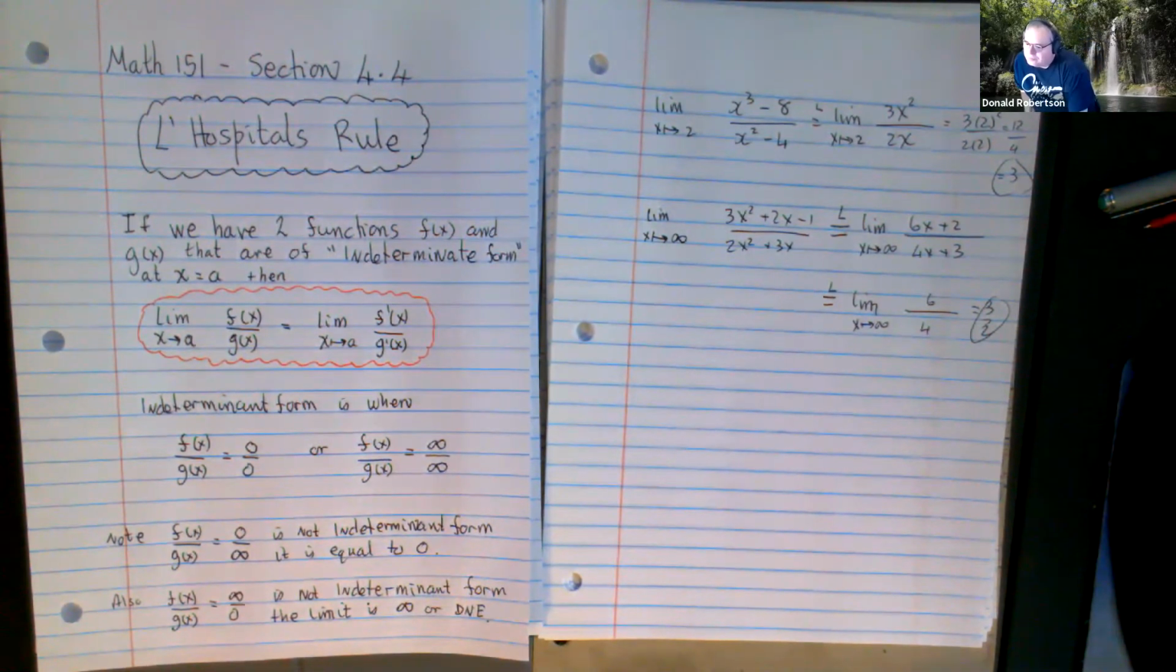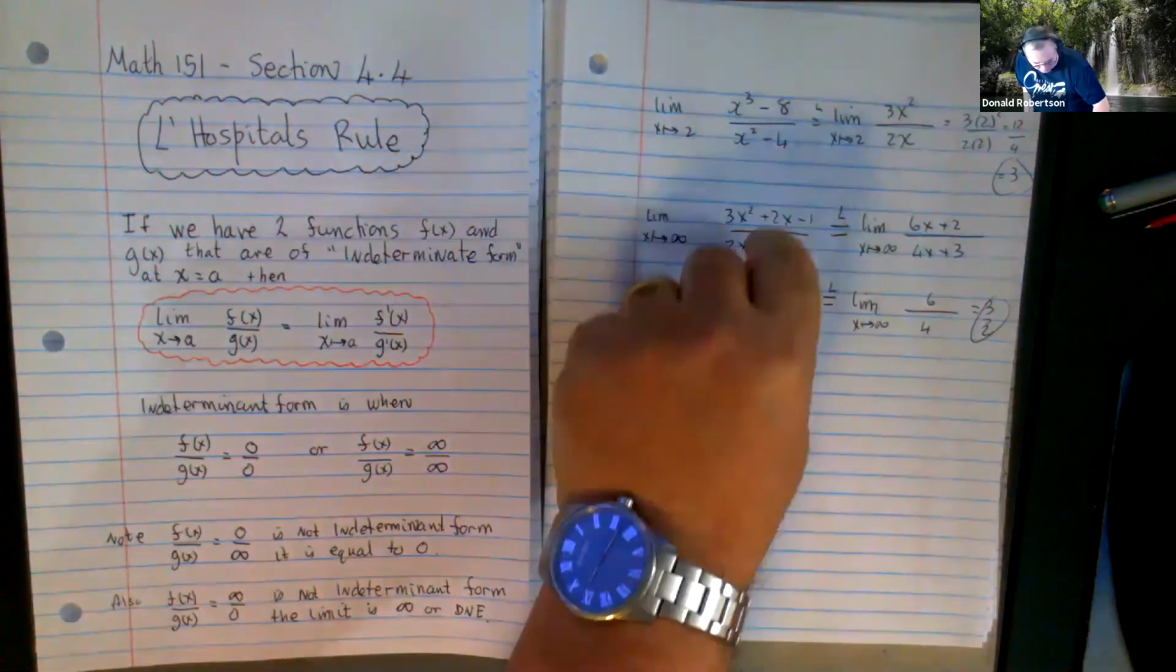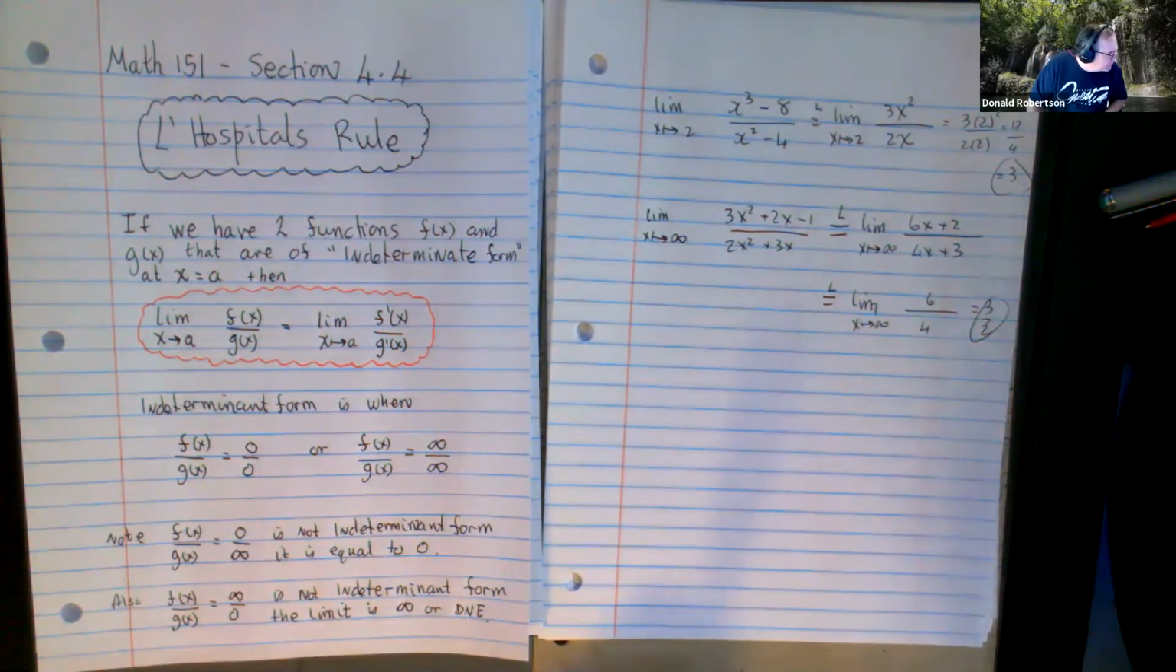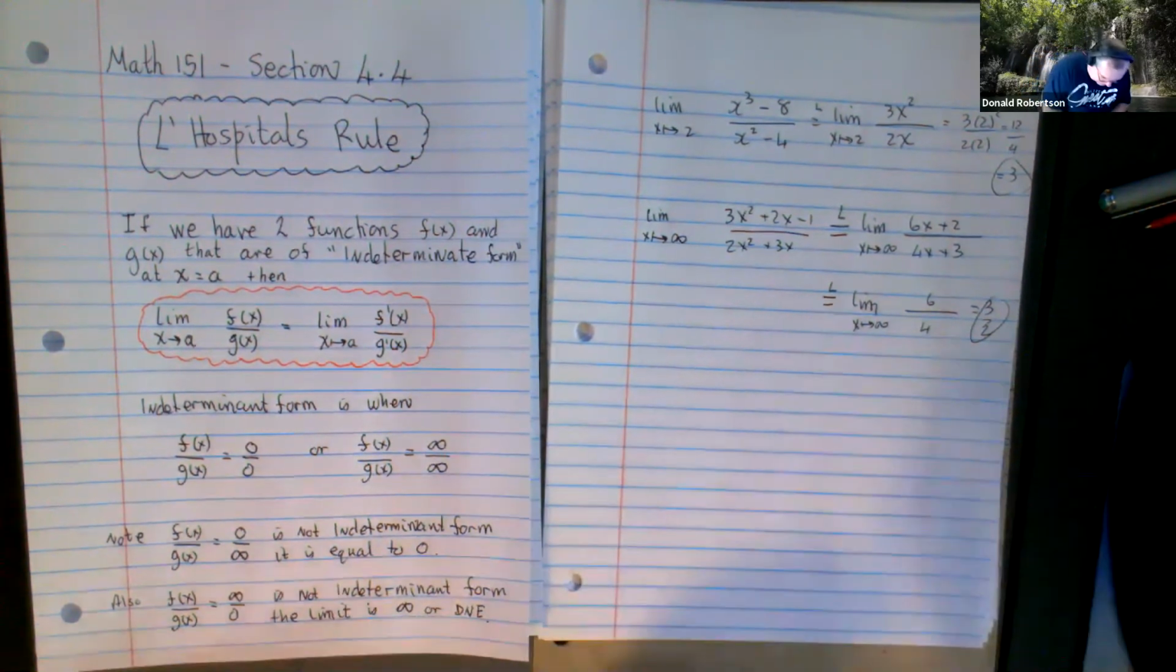Isn't that cool? You can do it for x tends to 2 or 0 or infinity. L'Hopital doesn't care. As long as it's indeterminate form, things work out really nice. Let's try a guy like 15.